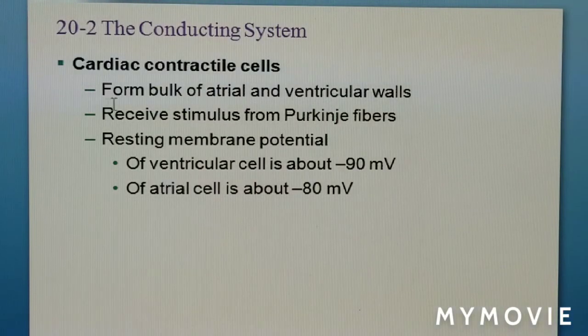Cardiac contractile cells form the bulk of the atrial and ventricle walls and receive stimulus from Purkinje fibers. Resting membrane potential of the ventricle cell is about negative 90 millivolts, where the atrial cell is about negative 80 millivolts. And we saw that when we were talking about action potential with the nerves, we're usually looking at negative 70 millivolts for nerves and muscles.